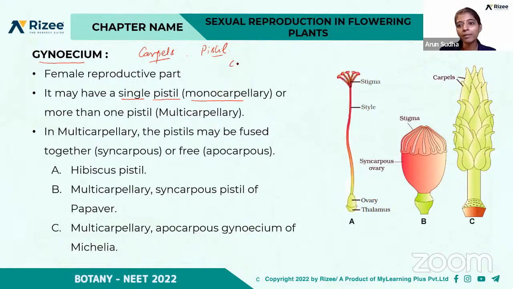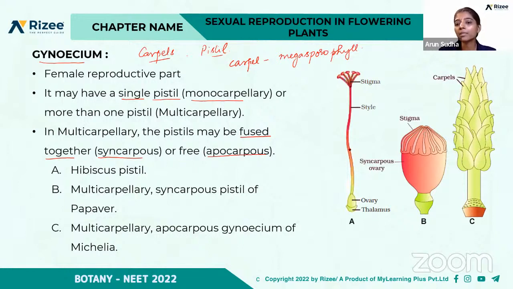And this carpel is also called megasporophyll, whereas stamen is called microsporophyll. Stamen is called microsporophyll and carpel is called megasporophyll. Okay. So in multicarpillary, the pistils may be either fused together. All these terms we already saw under the angiospermic plants, so I hope you are familiar with these terms. What is syncarpous, apocarpous, everything. So the pistils may be fused together, that is syncarpous, or it is free, that is apocarpous.